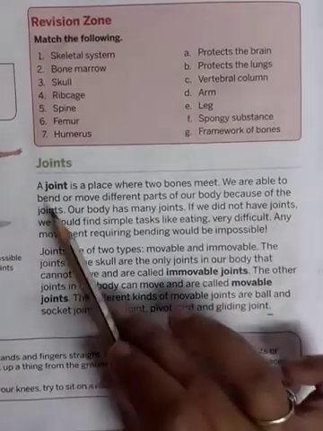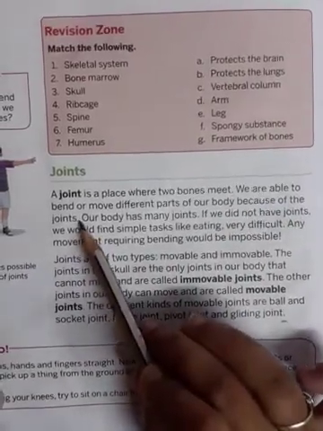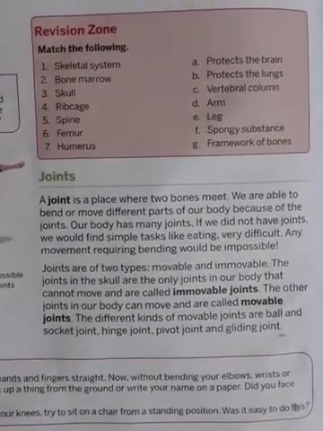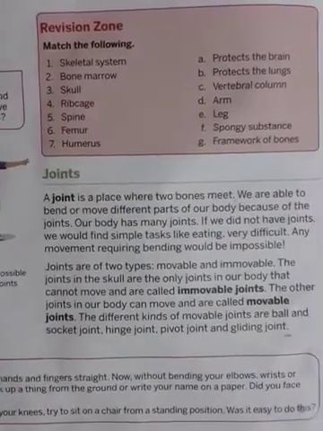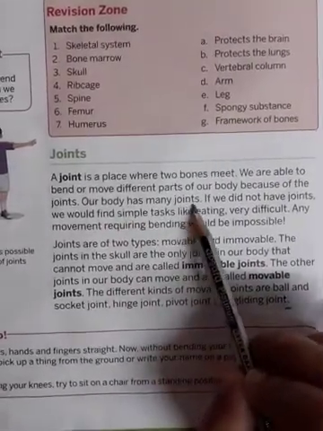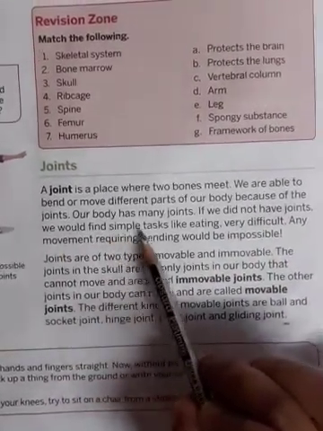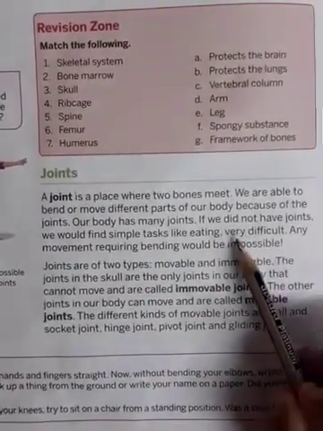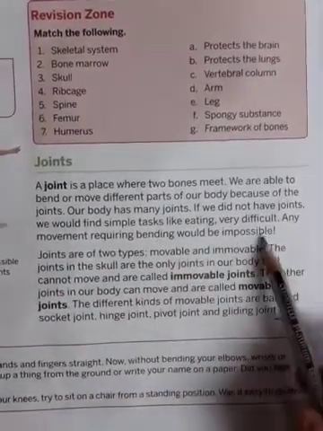We are able to bend or move different parts of our body because of the joints. If joints were not there in our body, we wouldn't have been able to move. So we are able to bend, twist, and move different parts of our body because of the joints that we have. Our body has many joints. If we did not have joints, we would find simple tasks like eating, folding, bending very difficult. Any movement requiring bending would be impossible.